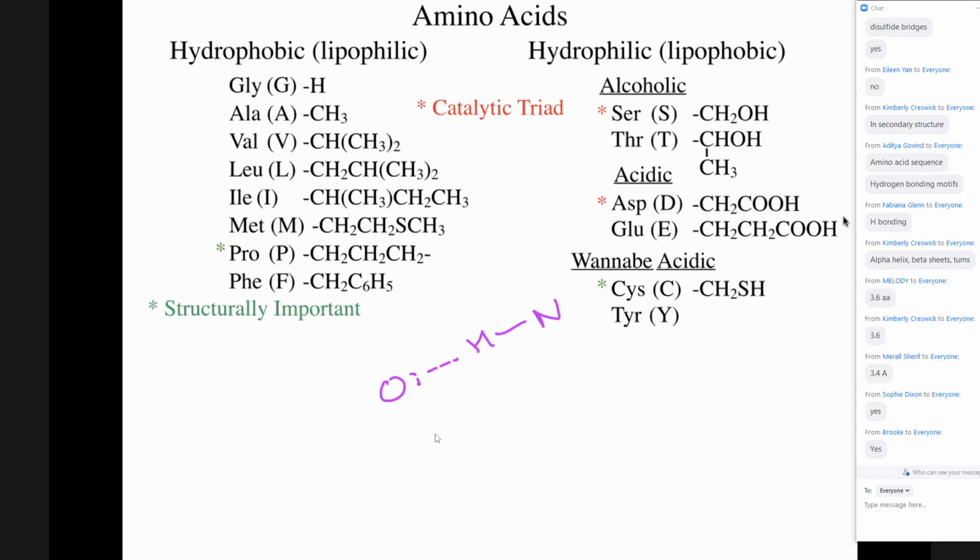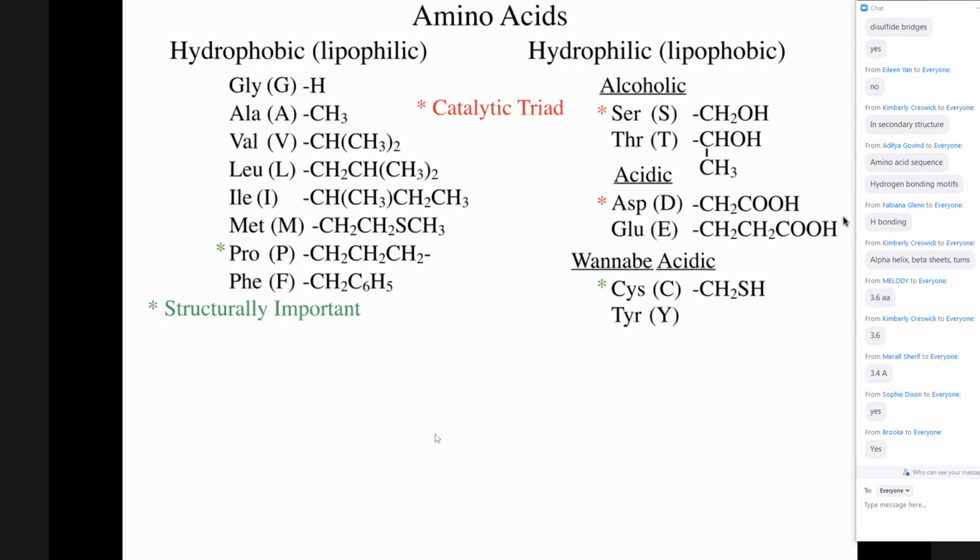Which means the H bond is so specific that it actually causes very specific structural features. When it's specific in the backbone, I'm going to refer to it as secondary. So beta pleated sheets, alpha helices, those are secondary subunits.